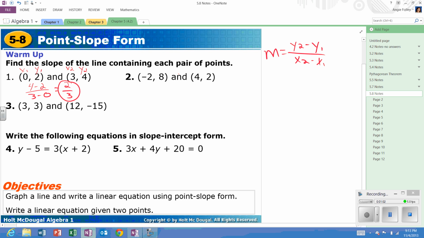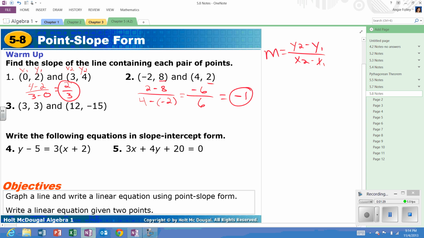So our next one, we're going to plug these in. 2 minus 8, so I'm doing my y2 minus my y1, over 4 minus a negative 2, okay? Make sure you've got that double negative right there. 2 minus 8 will come out to negative 6. 4 minus a negative 2 is actually 4 plus 2, which comes out to 6. So negative 6 over positive 6 is just a negative 1.